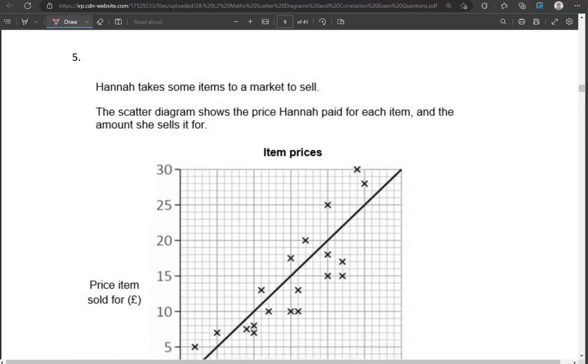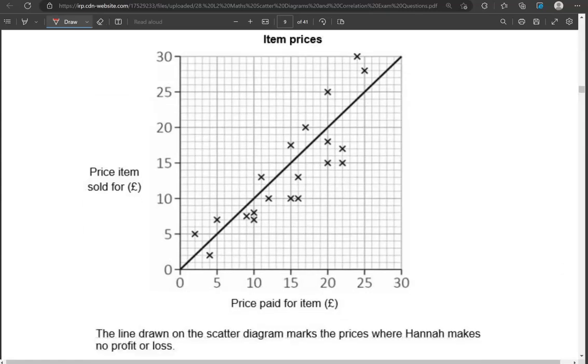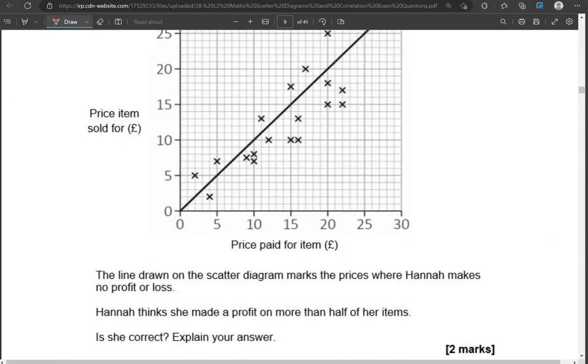Hannah takes some items to market to sell. The scatter diagram shows the price Hannah paid for each item and the amount she sells it for. The line drawn on the scatter diagram marks the prices where Hannah makes no profit or loss. Hannah thinks she made a profit on more than half of her items. Is she correct? Explain your answer.